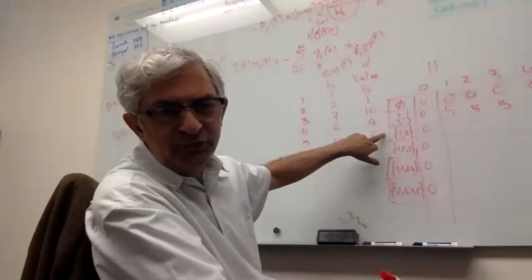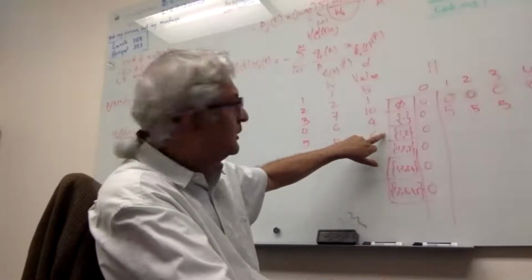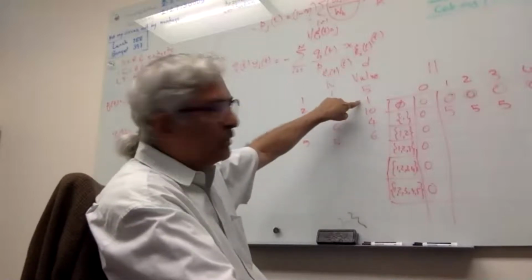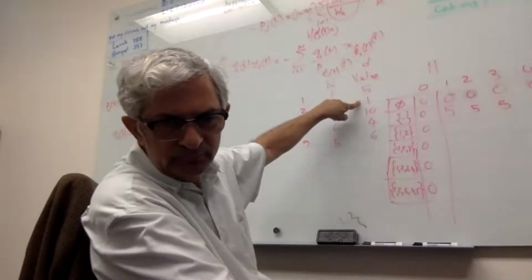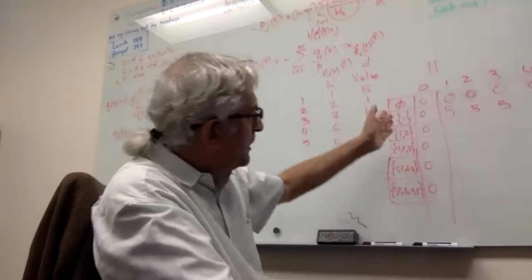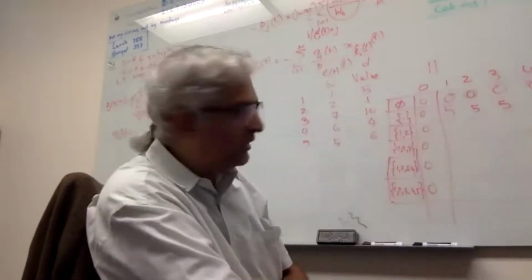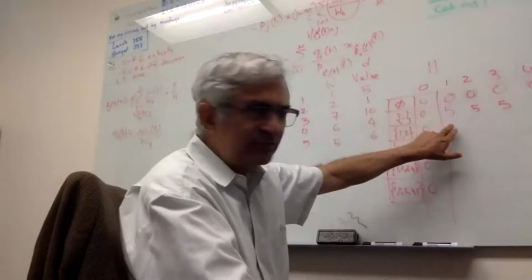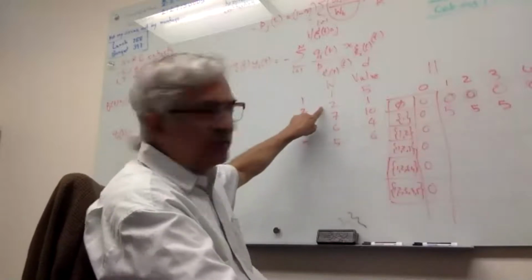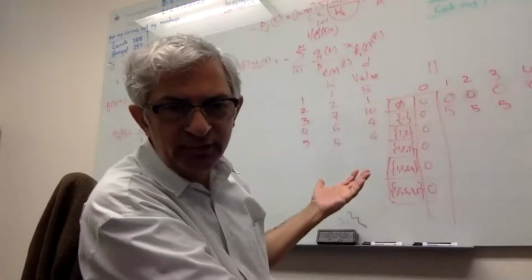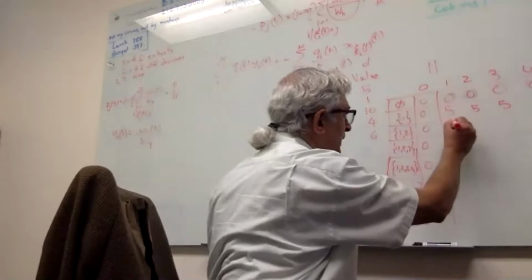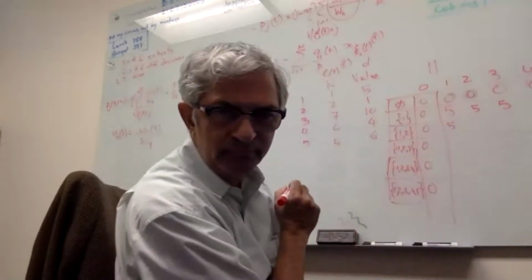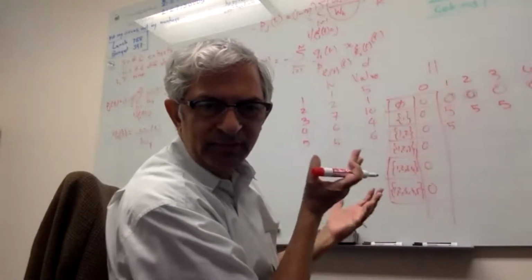So now I have items 1 or 2 I can choose from. The second item has value only 1. And so how do I fill this up? What do you think is going to happen? Well, if I have a capacity of only 1, there is no way I can take item number 2, because its weight is 2 already. So therefore, I'm just going to copy this down here, because that's the best I can do.